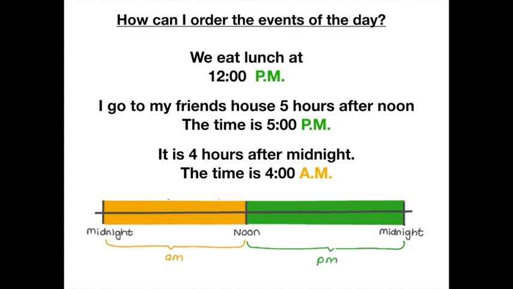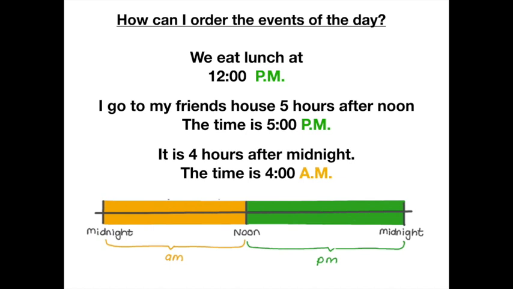So how can I order the 3 events that we just talked about together? The 3 events we talked about were we eat lunch at 12 PM. I go to my friend's house 5 hours after noon, so the time is 5 PM. And it is 4 hours after midnight, so the time is 4 AM. If I asked you, in what order did those events occur in one day? How would you order them? What happens first? And what happens last?